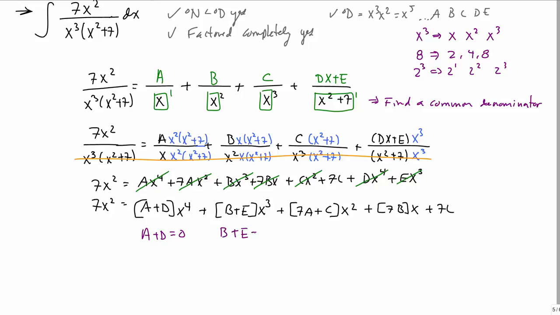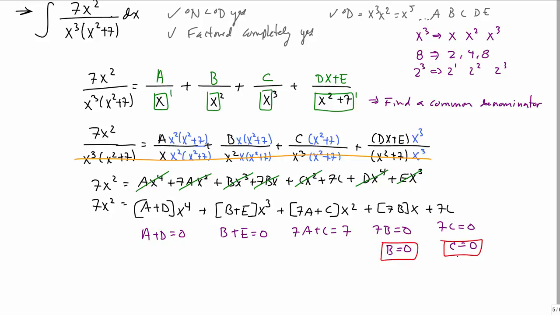This one is b plus e equals 0 because there's no x cubed over here. 7a plus c, however, would equal 7 because over here the coefficient in front of the x squared is 7. 7b would equal 0 because there's no x's on this side. And over here 7c would equal 0 because there's no constant. So going through and solving, I get c equals 0. Here I get b equals 0, and the more things I get to equal 0, the better.